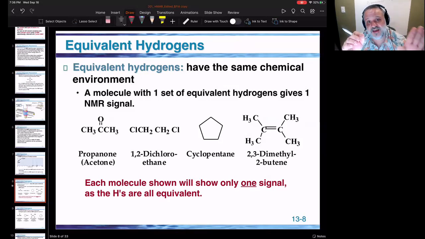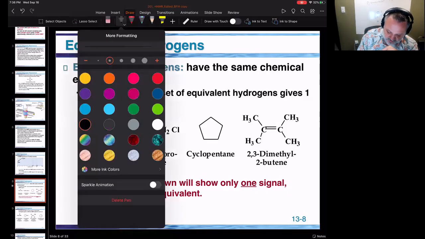1,2-dichloroethane, so a chlorine on both carbons in an ethyl group. So that means that the hydrogens in there are all in the same chemical environment. Cyclopentane, CH2, CH2, CH2, CH2, CH2 in a ring. They're all in the same chemical environment. 2,3-dimethyl-2-butene has a very symmetrical structure. So all of the hydrogens that are in this structure will end up giving the same signal.